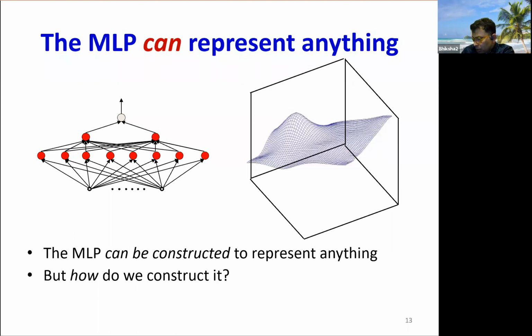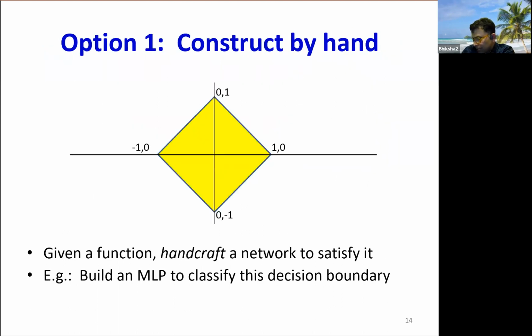Now, one solution is to try to do it by hand. We've seen this in the class earlier. For example, let's say I want to compose an MLP to compute this diamond-shaped decision boundary over two-dimensional inputs. Then we can do it with a network that uses threshold activations. We saw that in the last class.